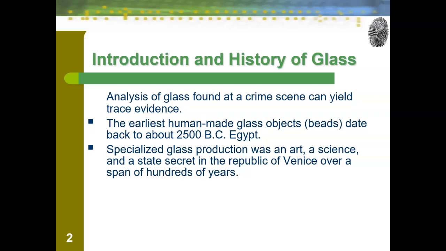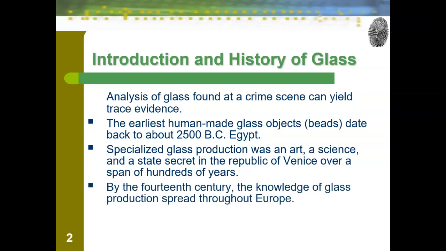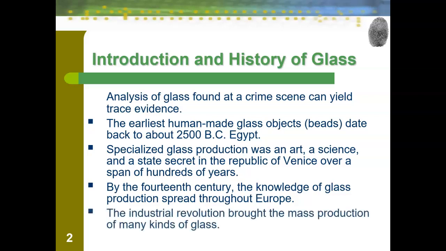And if you were a Venetian who spilled these secrets on how they were making their glass, you were subject to maybe even death as a result of it. So Venice took their glass very seriously. However, they couldn't keep their secrets of glass their own forever. By the 14th century, knowledge of glass production had spread throughout Europe. And then the Industrial Revolution brought the mass production of many different types of glass, which kind of leaves us where we are today. Now, new types of glass are always being developed, but it was really the Industrial Revolution that set off all of these different types being needed and also being made.